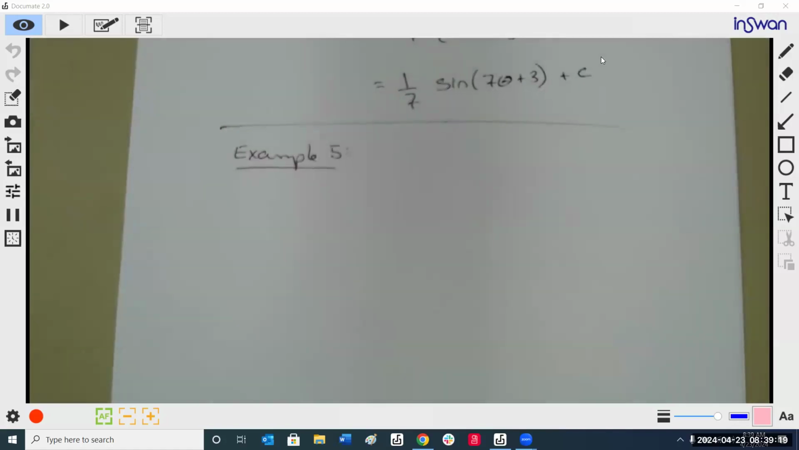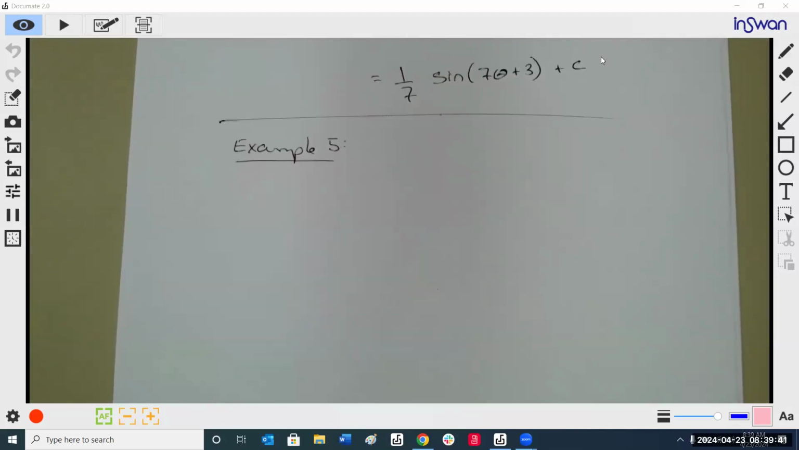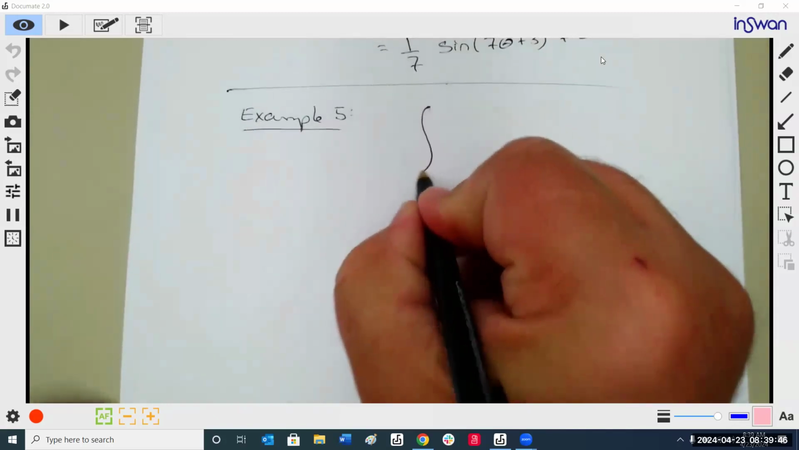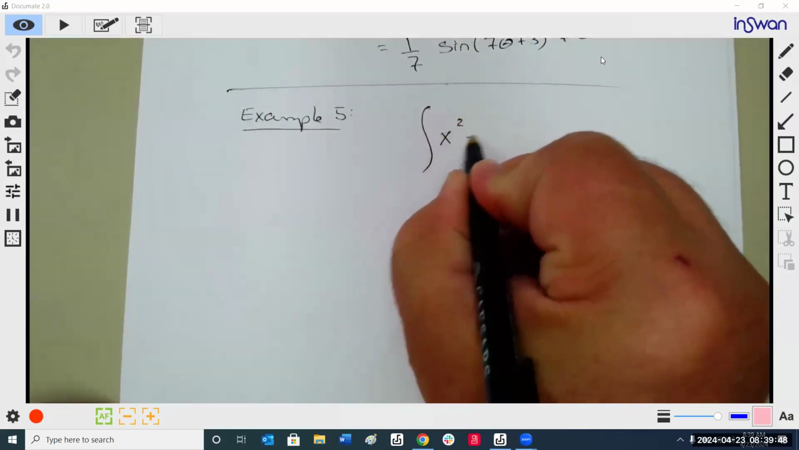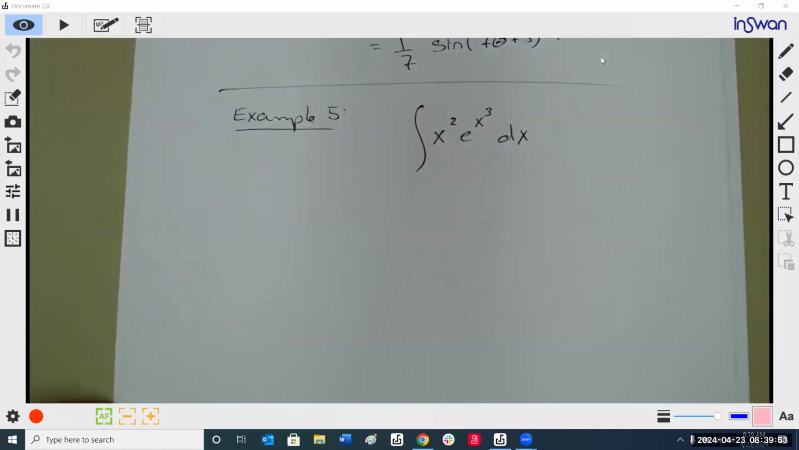Example 5. Sometimes we observe that a power of x appears in the integrand that is 1 less than the power appearing in the argument of the function we want. This observation immediately suggests we try a substitution of a higher power of x. Where's the example? This is what it's saying here: we had the integral of x squared e to the power x cubed dx.